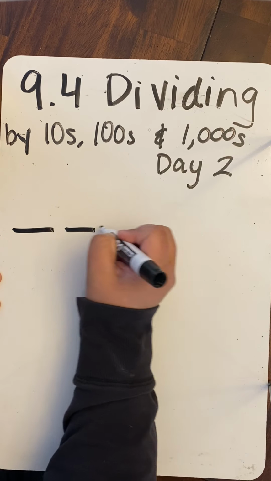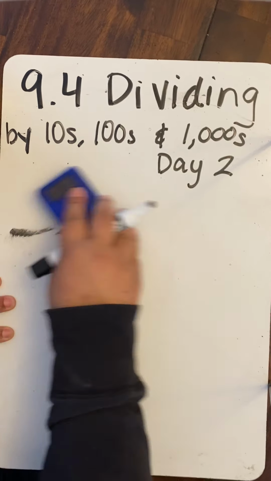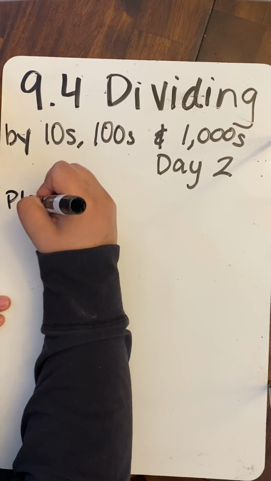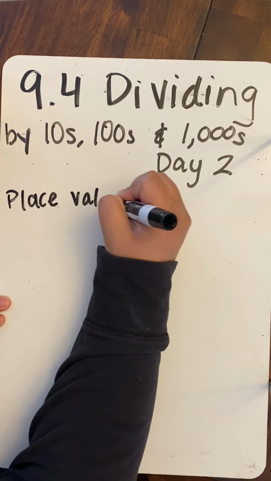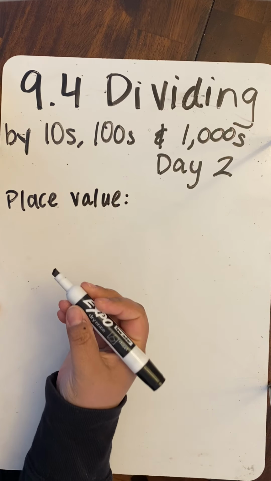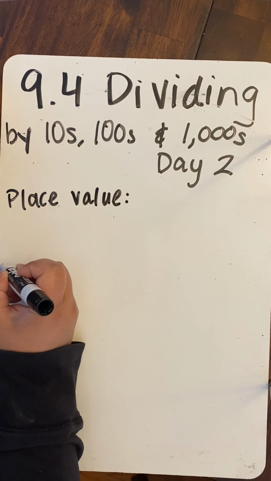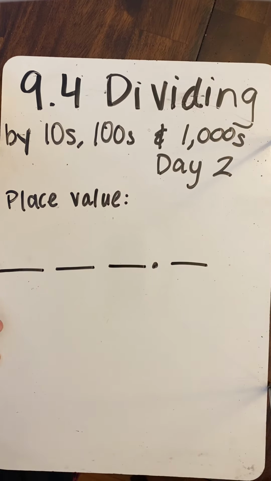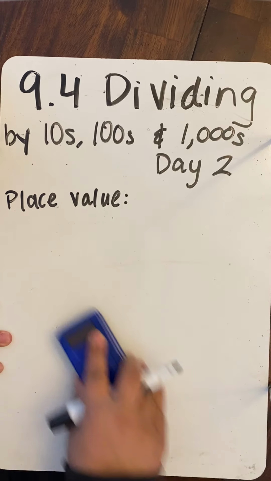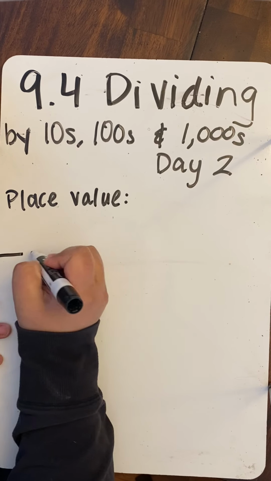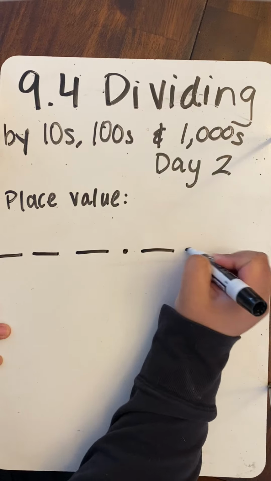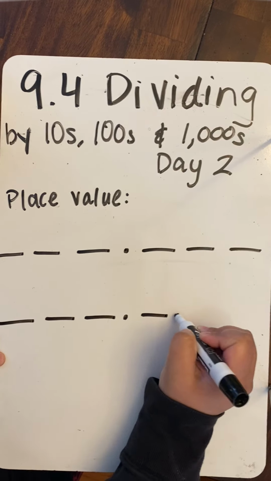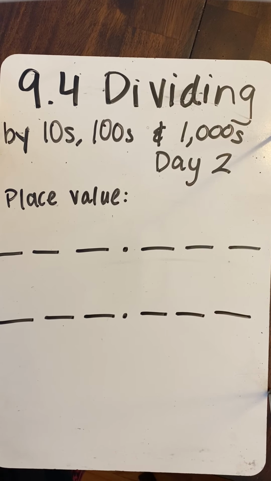I'm gonna go ahead and make my place value chart again. I need to write smaller. All right, 1, 2, 3, 1, 2, 3. 1, 2, 3, 1, 2, 3. All right, so let's take a look at this.